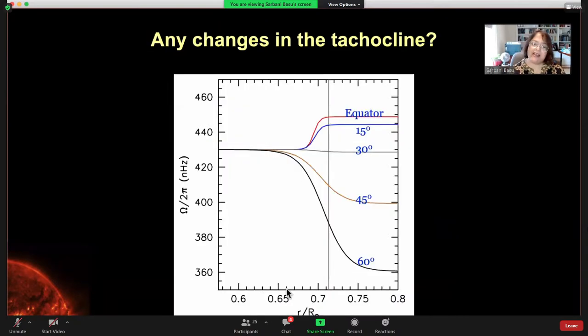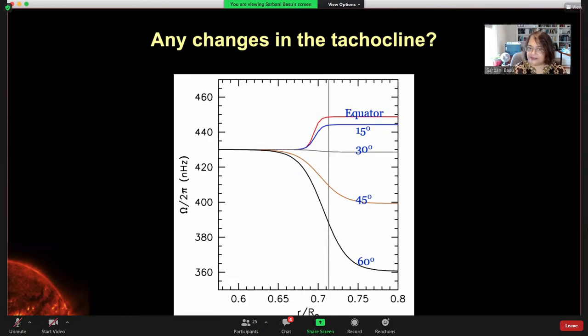What about the tachocline? So this is a schematic figure of the tachocline. Remember, this region where there's a sudden change in the rotation rate is known as the tachocline. And we've known for a while now that the tachocline is exactly over what radius the shift happens and where the central portion of the shift is.